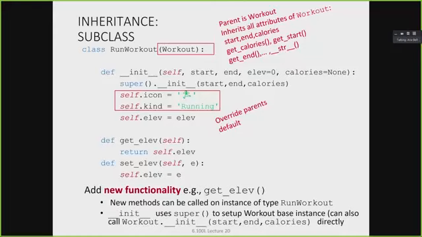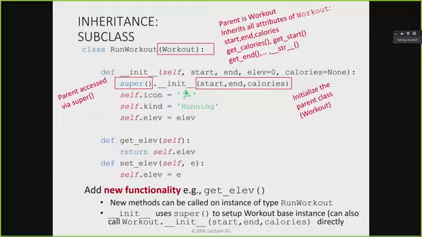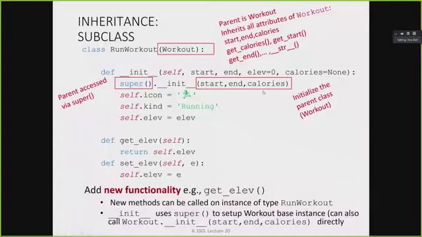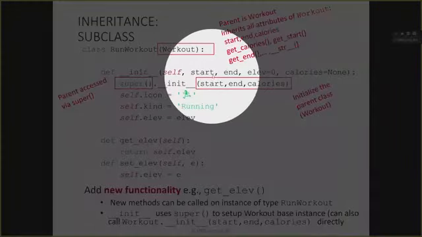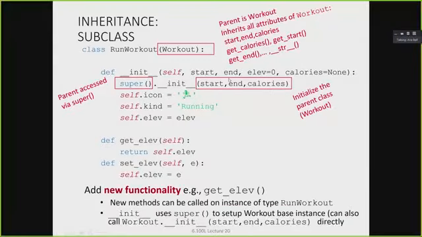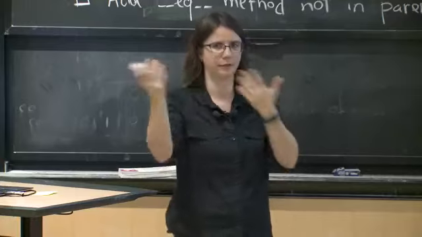So the reason this works is because the init method of my workout takes in the start and the end and the calories, right? If I said that the init method of run workout doesn't need start and end or something like that, I wouldn't be able to run this init method. Or maybe I would run it with some defaults, but if you actually want to run it, you still have to follow the stub of that init method, right? Yeah, that's a great point.